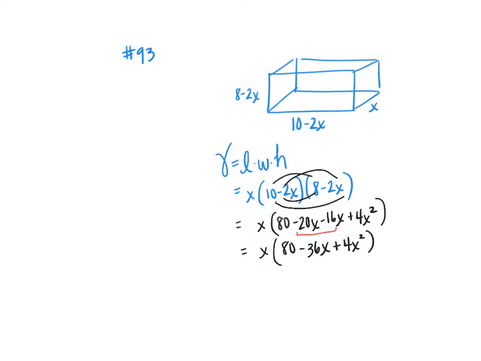The last thing I really need to do is distribute and then maybe reorder. But if I just straight distribute, I'm going to get 80x minus 36x squared plus 4x to the third. Now this is not in standard form, so most likely on the quiz we'll have you put that in standard form. So you would say 4x to the third minus 36x squared plus 80x.